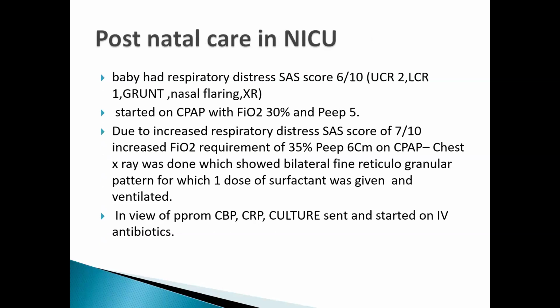Baby had respiratory distress with a SAS score of 6/10. The baby is having upper chest retractions, seesaw breathing, lower chest retractions which are visible, grunt, nasal flaring, and xiphoid retractions. So the baby was started on CPAP with FiO2 of 30% and PEEP of 5 centimeters of water. Due to increased respiratory distress and increased SAS score of 7/10, increased FiO2 requirement of 35%, PEEP 6 centimeters on CPAP. Chest X-ray was done, which showed a bilateral fine reticulogranular pattern, for which 1 dose of surfactant was given and the baby was ventilated. In view of preterm premature rupture of the membranes, CBC, CRP, and culture were sent and the baby was started on IV antibiotics.